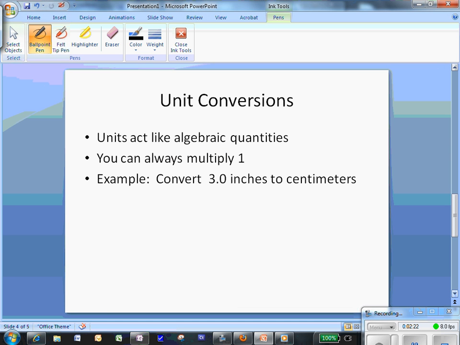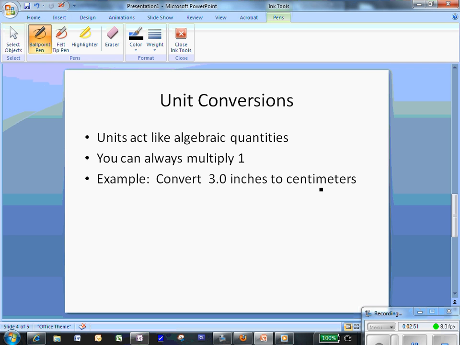We'll be doing unit conversions often. So for example, maybe you've been given something in inches and you want to convert it to meters. The basic idea here is that units act like algebraic quantities, so you can multiply them, you can divide them, they'll cancel out. The other piece is that you can always multiply by 1. Multiply 3 times 1, you still get 3, right? Same idea with these unit conversions.